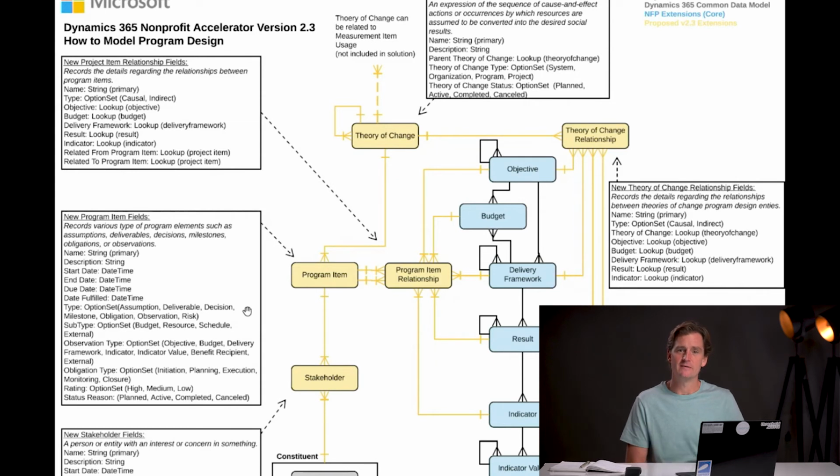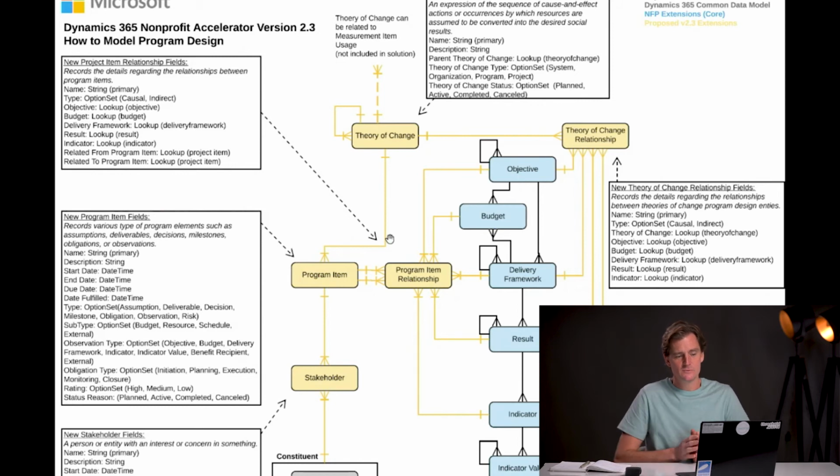So program item is that anchor point where that key field identifies the assumptions, deliverables, decisions, milestones, obligations, observations, risks, and of course this is an extensible attribute as well, where you can tie those specific points to the activities, the results, the indicators, the budgets, the activities, and so forth. So that gives you that great visibility into the planning and execution of the work as well as to the results. And of course, you can link those things down to stakeholders.